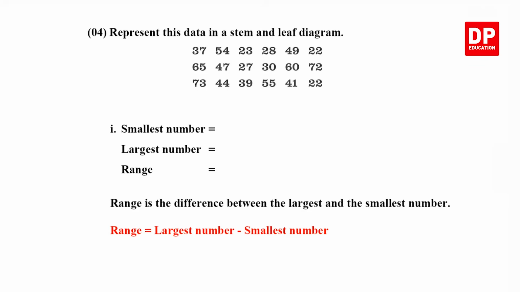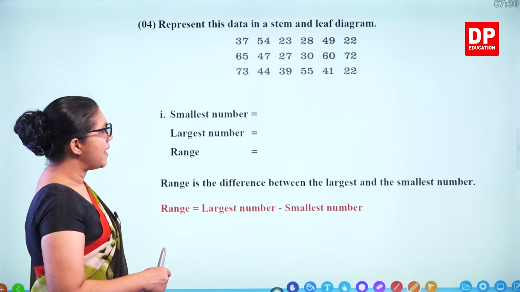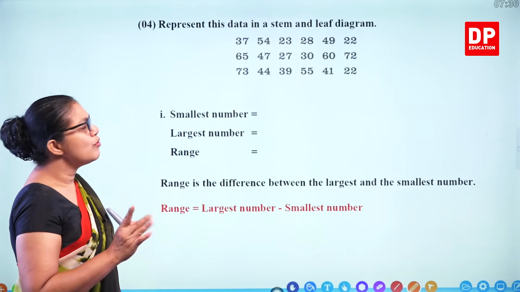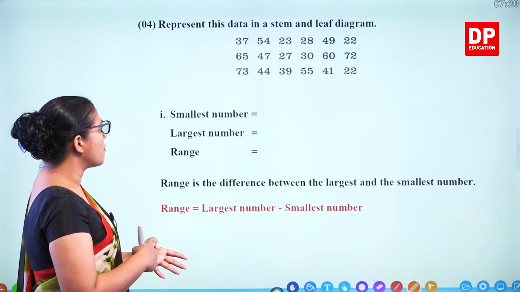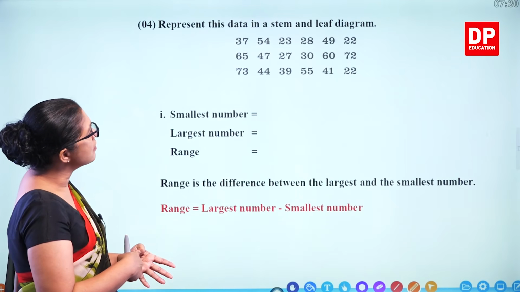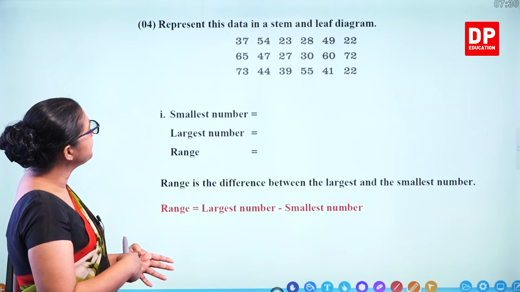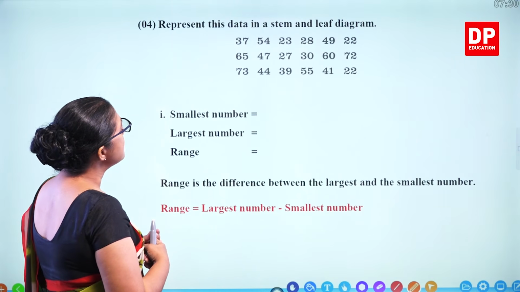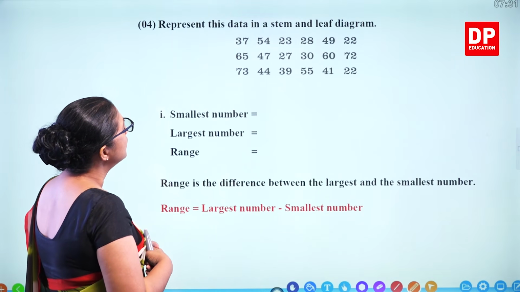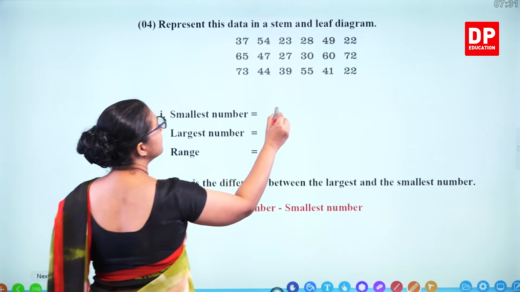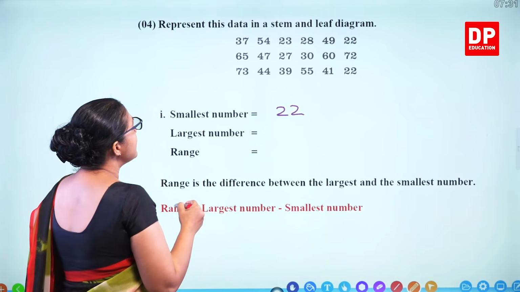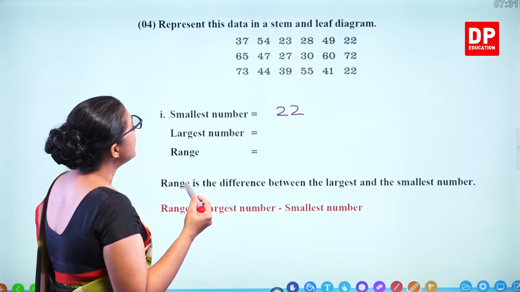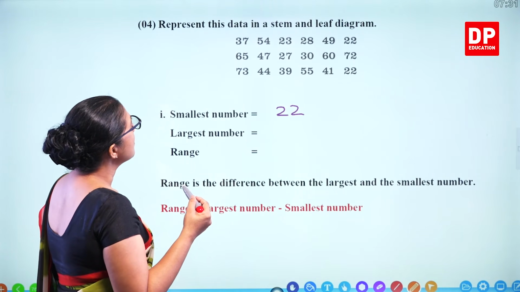This is another data set. You are asked to draw a stem and leaf diagram. Before that, you need to identify what's the smallest and the largest. What's the smallest here? Identify the smallest. 22 is there. So 22 is the smallest. What's the largest number, or greatest number? 73.